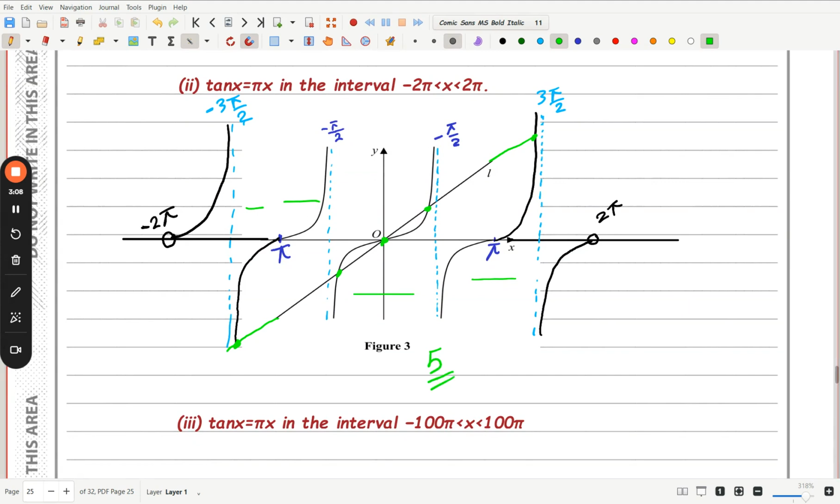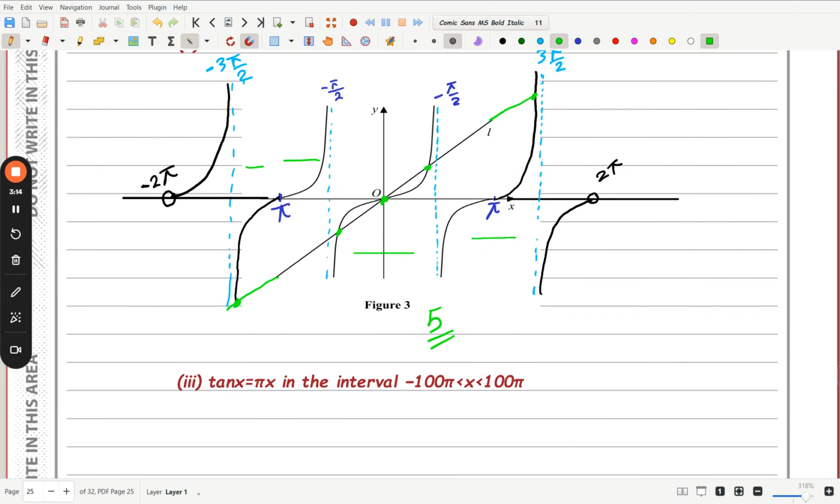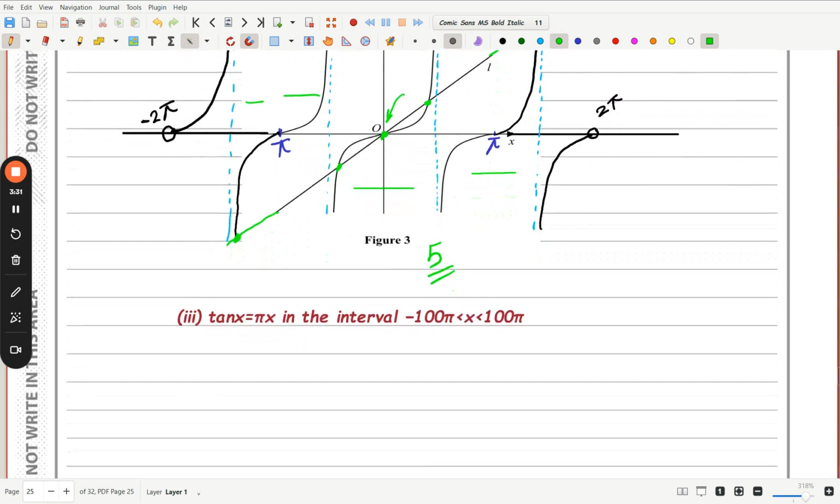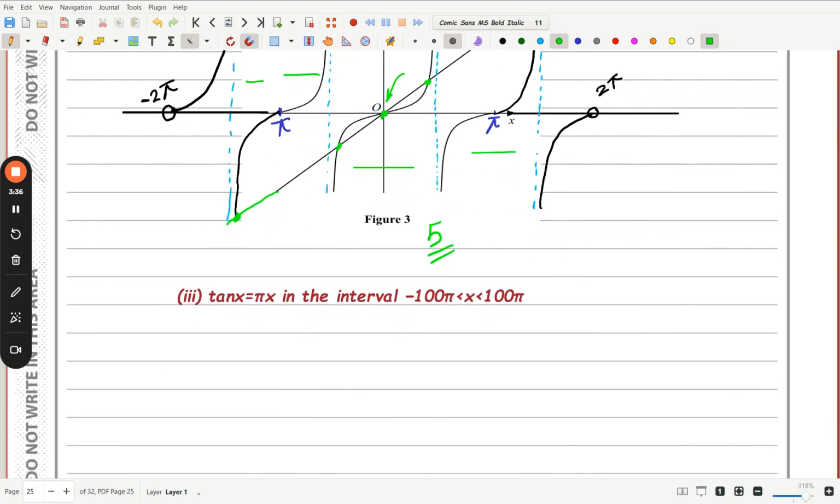Now tan x equals pi x in the interval minus 100 pi to 200 pi. We can use part double I. From minus 2 pi to 2 pi, it's 4 pi divided by the period pi, and you get 4. So 4 intersection points plus the one at the origin. Here, from minus 100 pi to 100 pi, we have 200 pi over pi, so we'll have 200 intersection points plus the point at the origin, which is 1. So we have 201 intersection points.